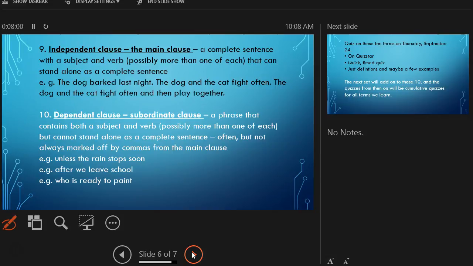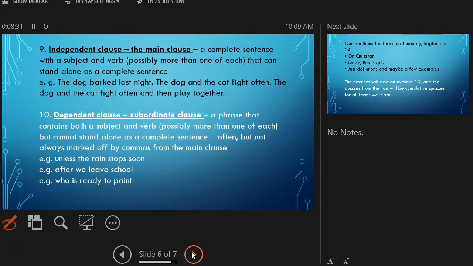Then we move to dependent clause, number 10. The dependent clause is also known as the subordinate clause. It's subordinate and dependent because it depends on an independent clause. It can't stand alone. It has to connect to an independent clause. And a subordinate clause is a phrase that contains both the subject and the verb, and possibly more than one of each, but it cannot stand alone as a complete sentence. Often, but not always, it's marked off by commas from the main clause.